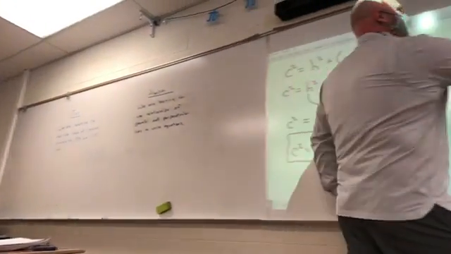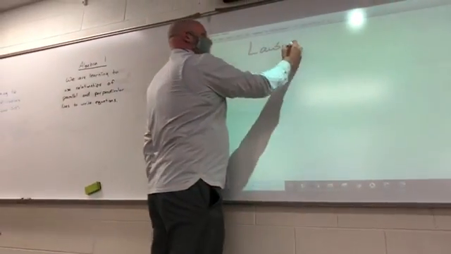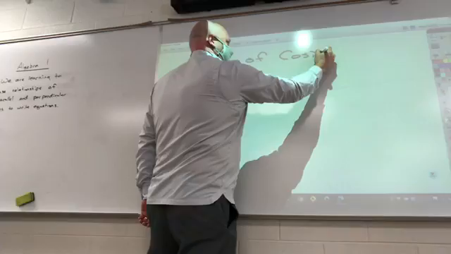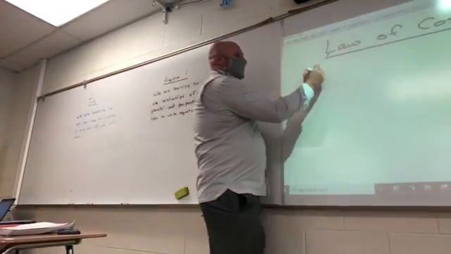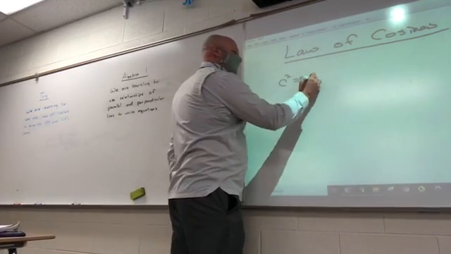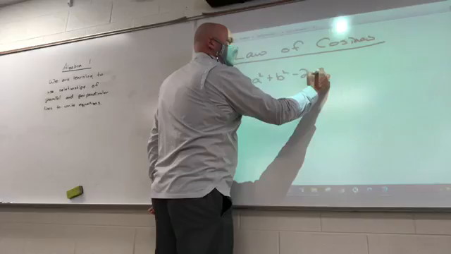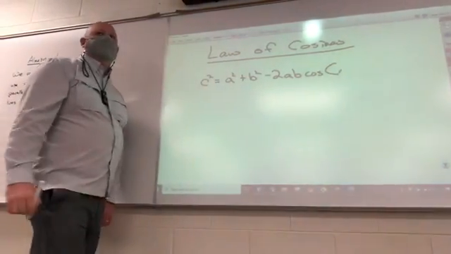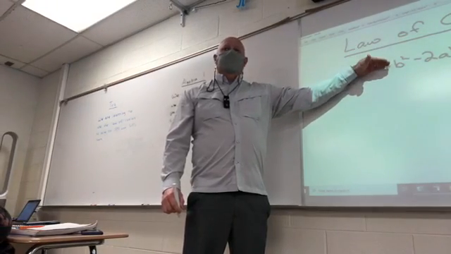It really is. There are 3 of them. I'll write them all together. You may want to write these down. The law of cosines. There are 3 of them. One of them says c squared will equal a squared plus b squared minus 2ab cosine of c. That's one of the 3 versions.